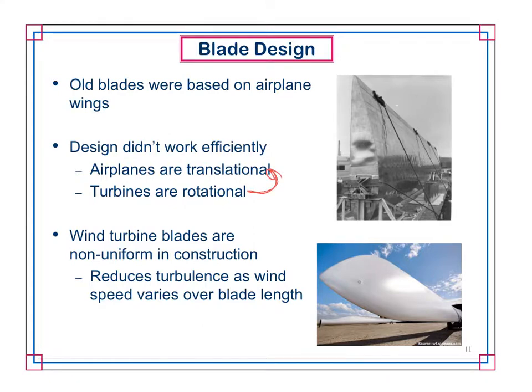Airplanes are translational. They basically go in a straight line, right? Turbines are always rotating. So what you're trying to do with an airplane is to keep it going in a straight line and to have lift. With a turbine, you're also getting the blades to operate in the concept of lift, but you're wanting to convert that to rotation, not lift, in the true sense of trying to actually elevate something. So the actual blade design is far different than what you would see on an airplane wing.